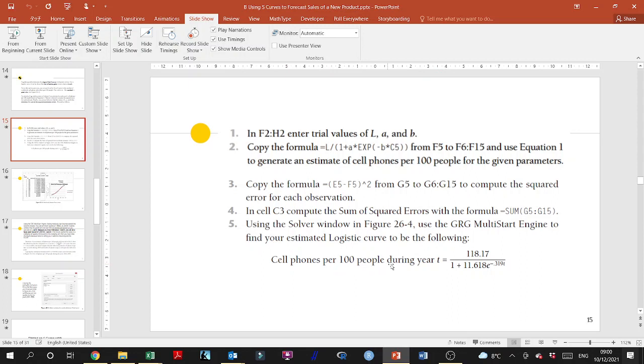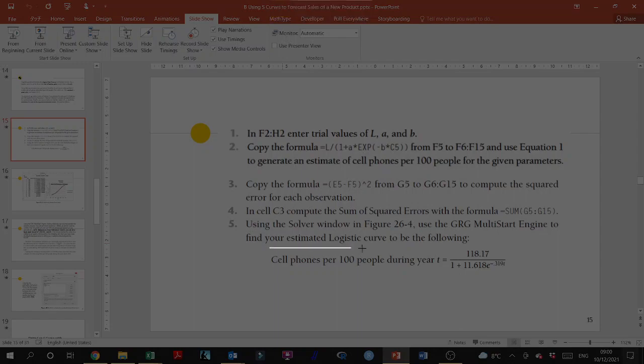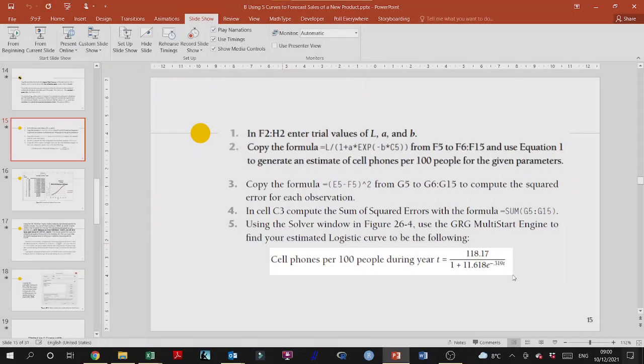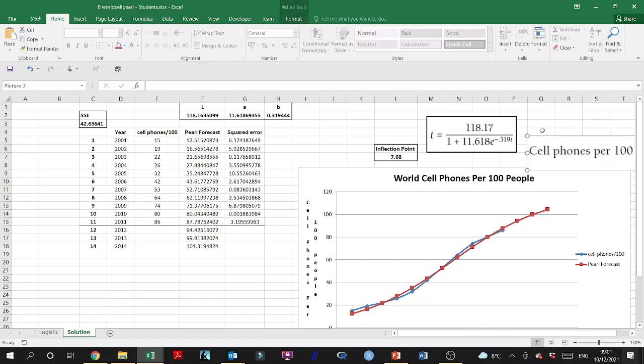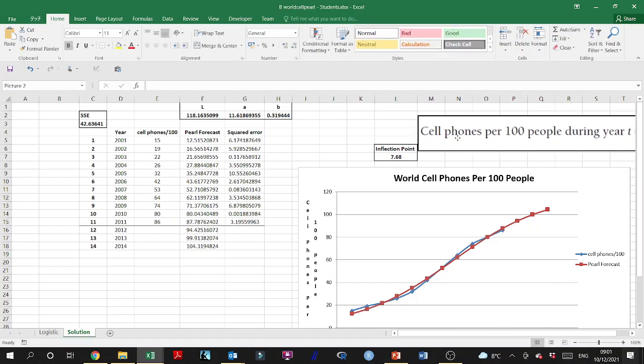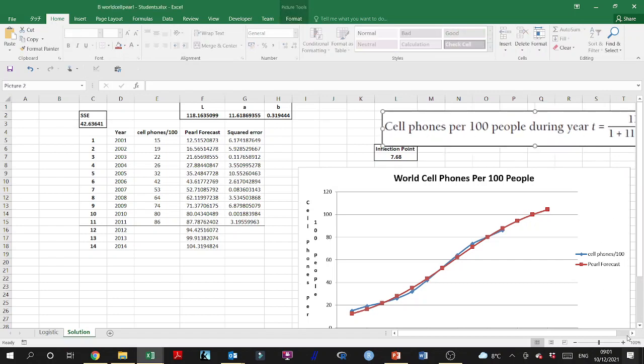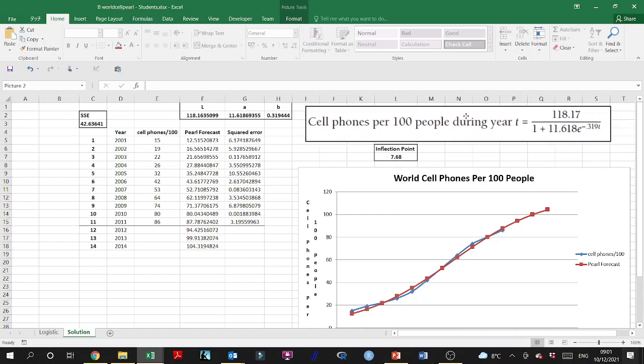Cell phones per 100 people during year t. I made a mistake. I should take the whole thing. So I should copy the whole thing. You can't just put t is equal. So it's my fault, not the book's fault. I should copy that and put it here. And then let's make it beautiful. Because it's x of t, right? Right, guys? It's x of t.